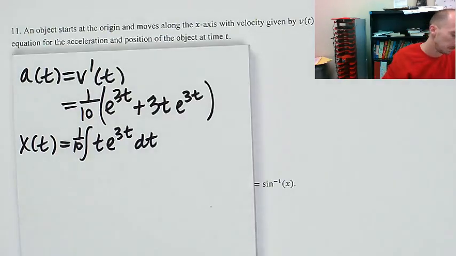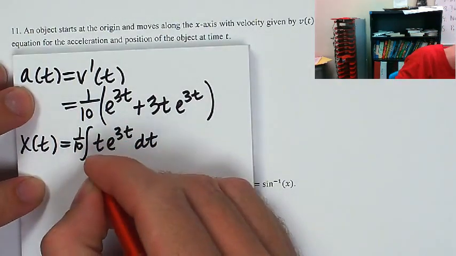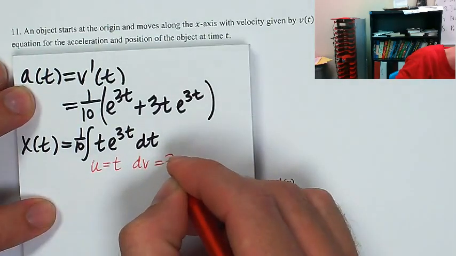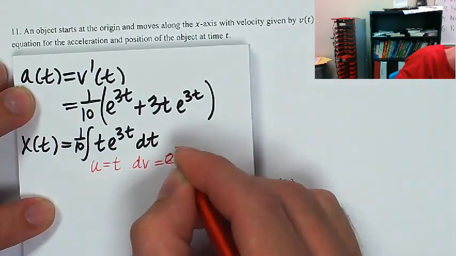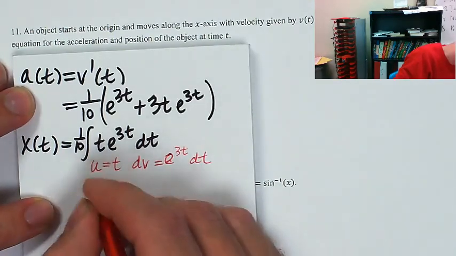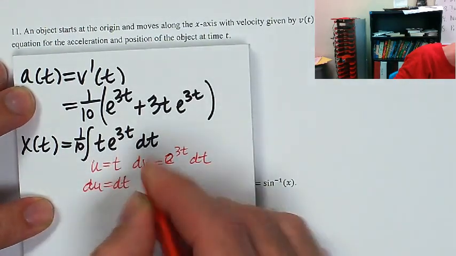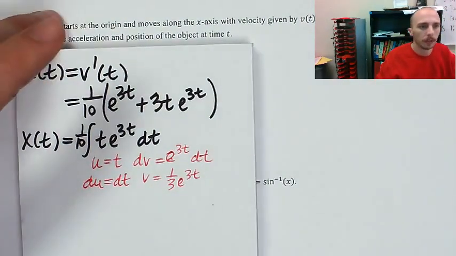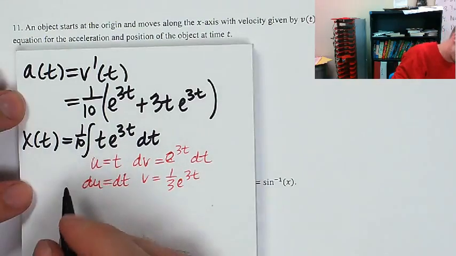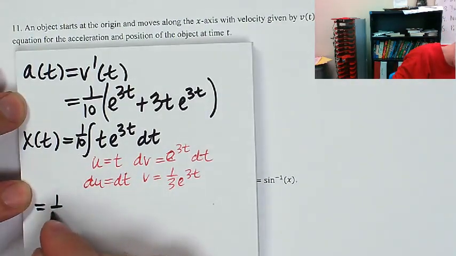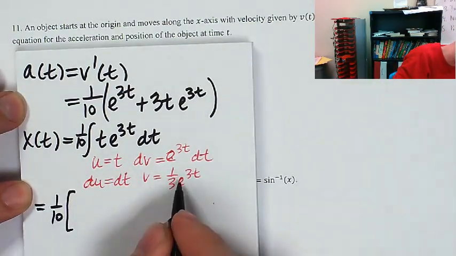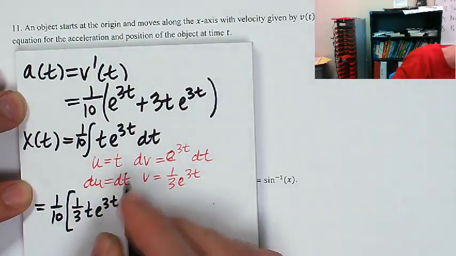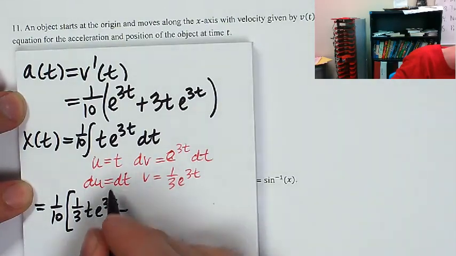This requires u dv. I'm going to let u equal t and dv equal e to the 3t dt. Okay. And I'm going to say that this is equal to 1/10 of uv minus the integral of v du.